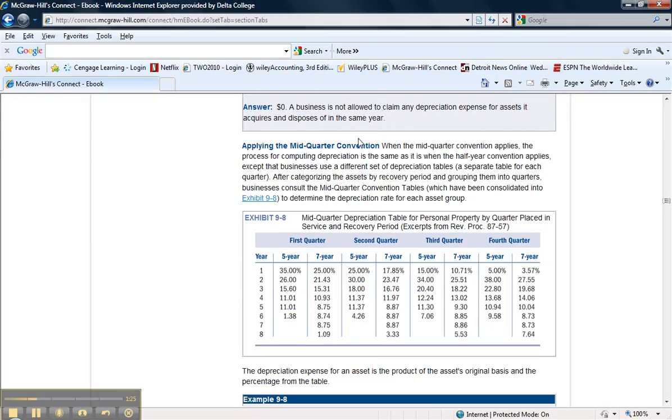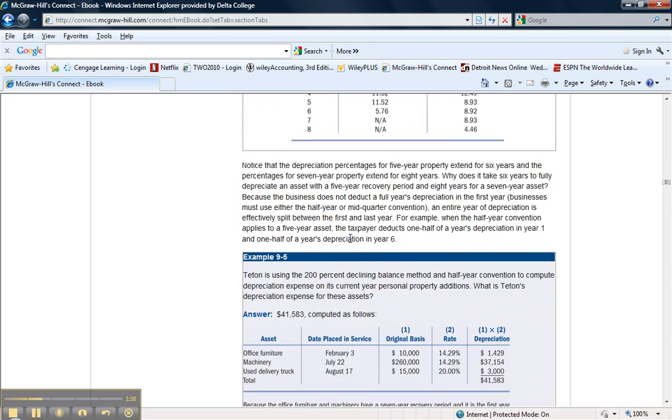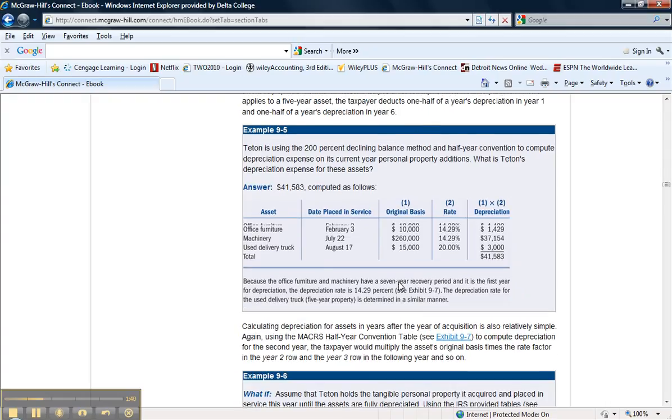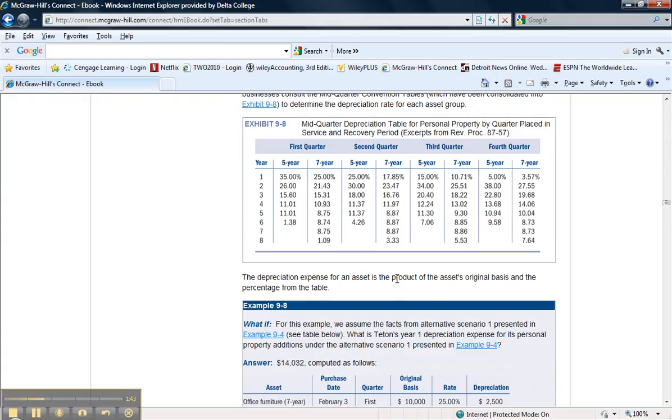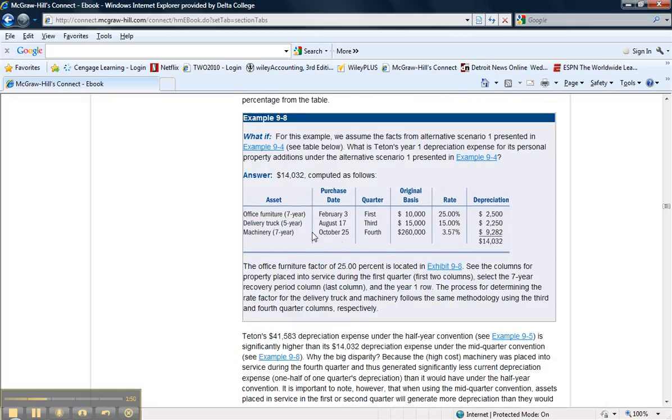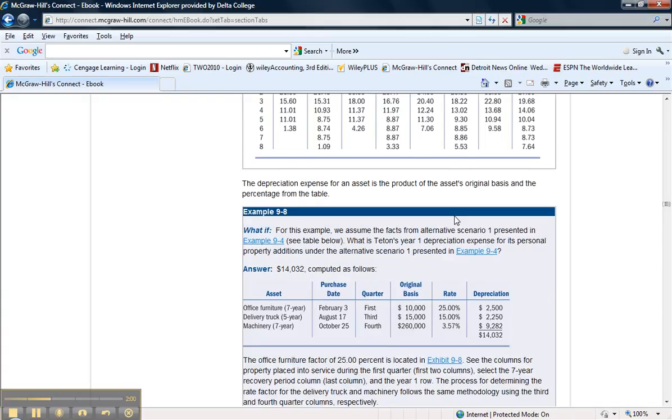Mid-quarter convention is applied the same way as the half year, except there are different tables to be used because you need to differentiate between the first, second, third, and fourth quarter. So instead of just having one set of columns for 5- and 7-year property right here, you have one for each quarter. So if assets are purchased in the first quarter, you use these tables: second quarter, third quarter, fourth quarter. So looking at our assets that we had before, assuming that we're on the mid-quarter convention, you would calculate depreciation expense like this. Here's the original basis. These rates came from this table right above.